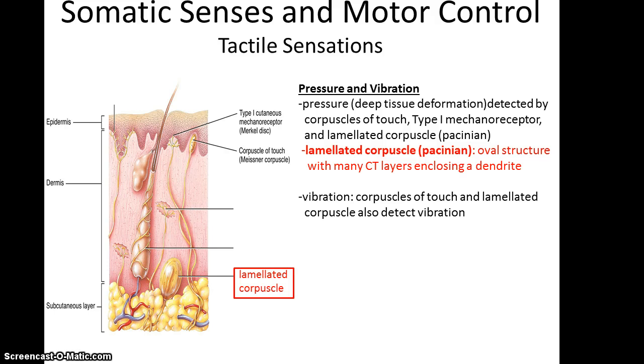Now, vibration is another kind of sense, and this is detected by both the corpuscles of touch and the lamellated corpuscle. And basically, if you think of vibration as being constantly touched and then not touched again and again and again, this allows you to feel that vibration effect. For instance, if you ever went roller skating and then you stopped roller skating and you still kind of felt like you were on the roller skates, that's an echo effect of the tactile sensation of vibration.